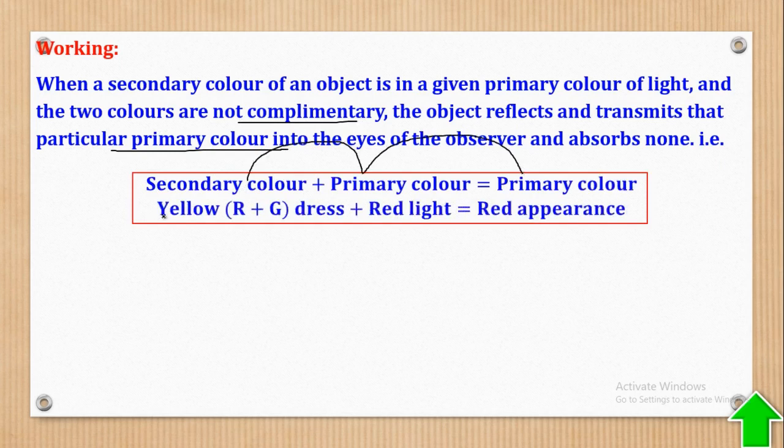In this case, yellow is a secondary color and it has two colors, which is red and green. And this red is a primary color, and this primary color is within this secondary color. So that means that the output or the appearance will be that primary color, which is red. That means that the yellow dress will appear red. What about the blue dots?